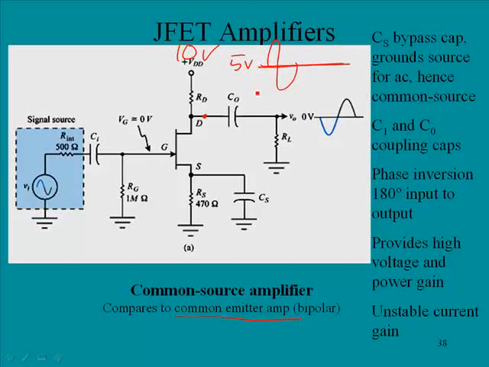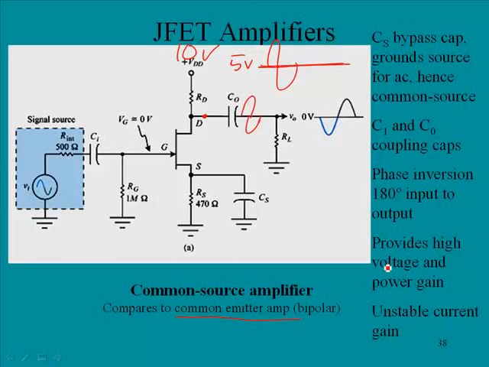Now, the reason that you have this output coupling capacitor here is that you do not want that DC on the load. Remember that a capacitor does not pass DC, only AC, so the AC signal is passed across the cap and goes to the load, and notice the reference here at 0 volts. The phase inversion is 180 degrees from input to output. This is no surprise, this is what we had with the common emitter amplifier as well.